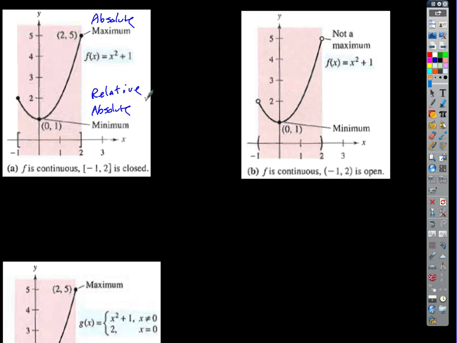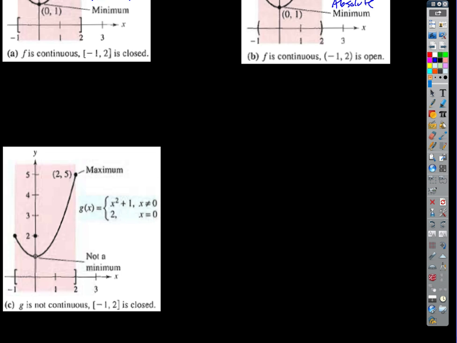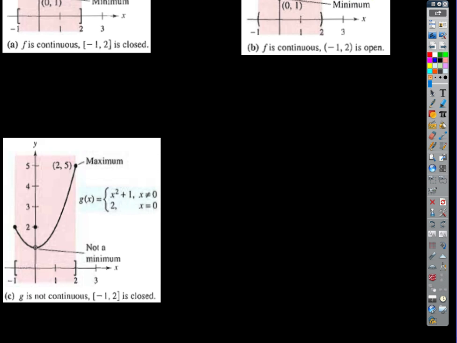How about here? In this case, that is not an absolute maximum, but this one is, right? This one right here is still both relative and absolute. And then if we go down to this guy down here, it's not a minimum at all. And this one is just absolute. Okay, so what about global?